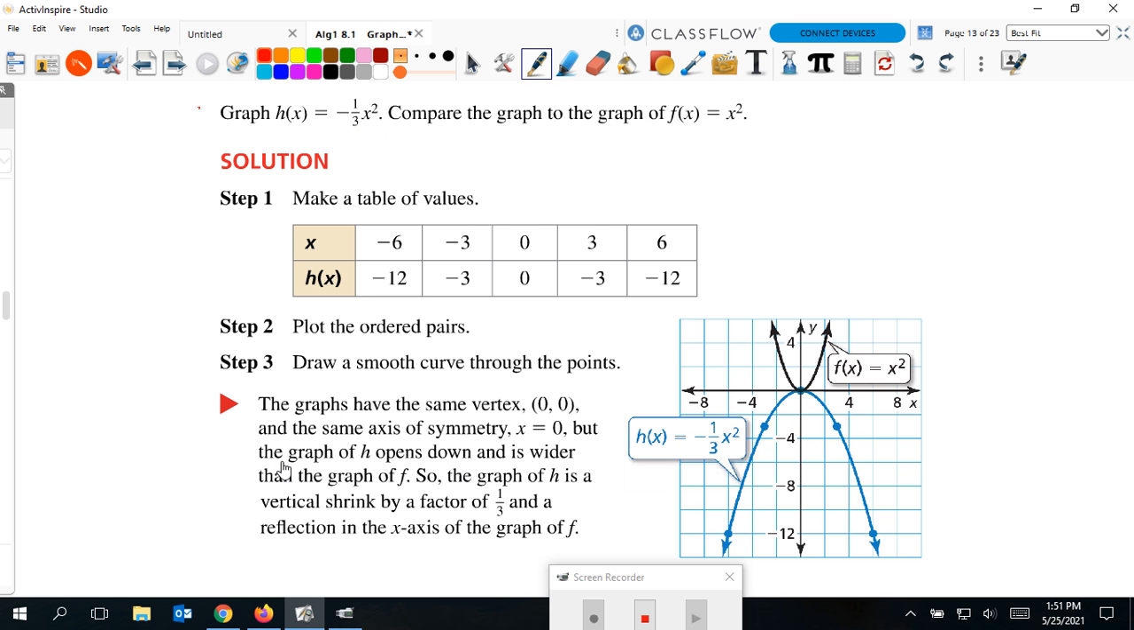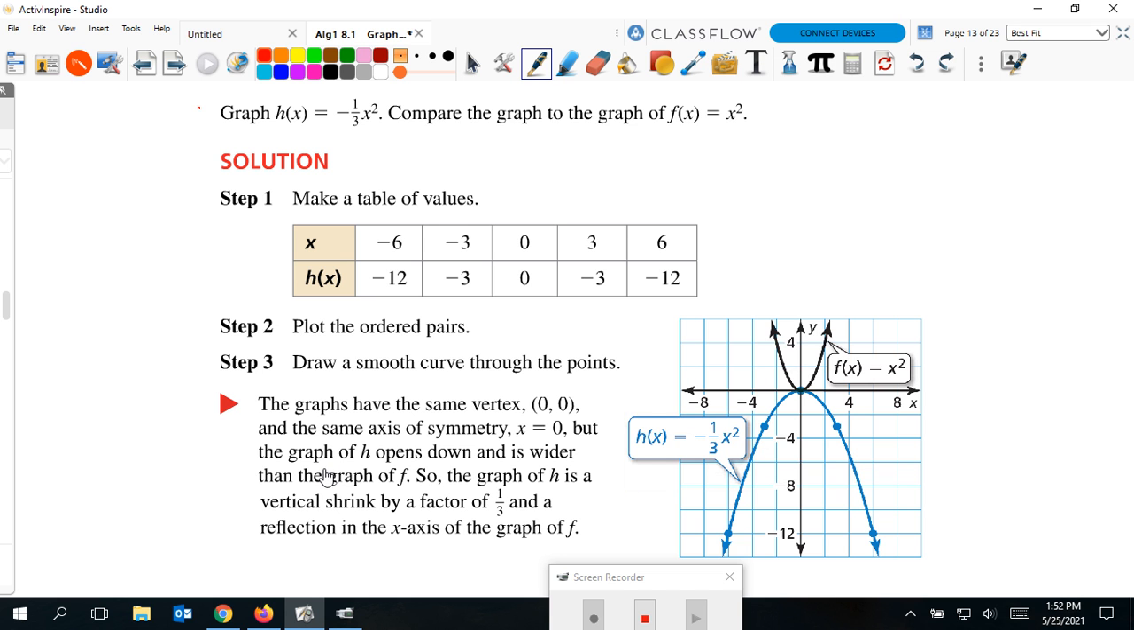Opening down means there's a reflection over the x-axis. That's what they say here. That's the technical way of saying opening down. Yeah, we can describe it as saying it opens down, but the more technical way is reflection in the x-axis. And then the fact that it's got the 1/3 here, you can say, yeah, it's wider. Okay, that's the way we could say it.